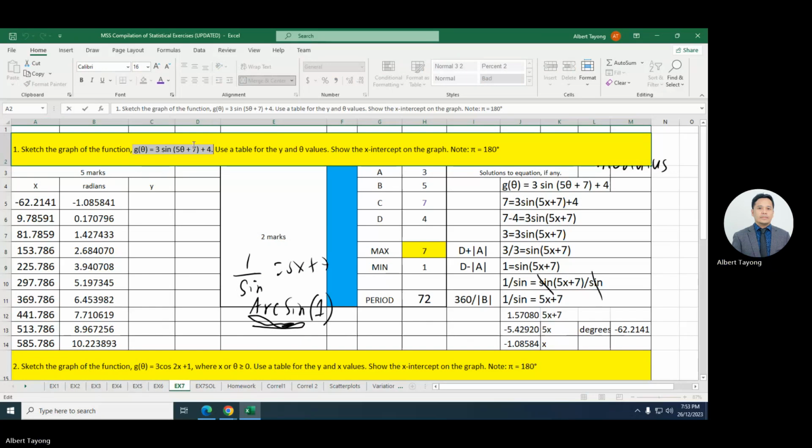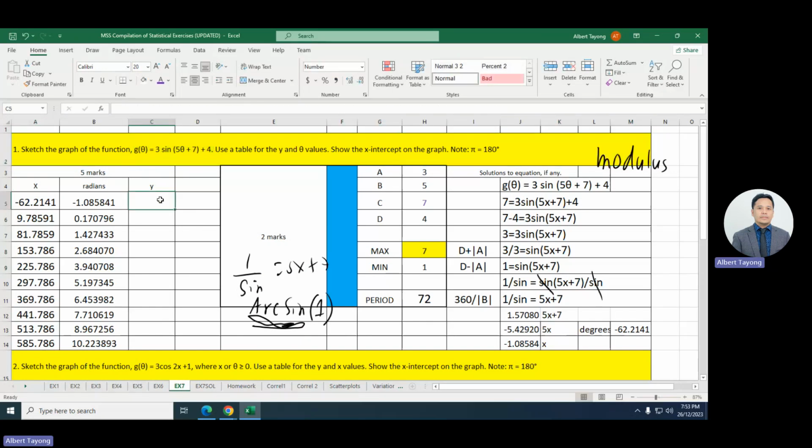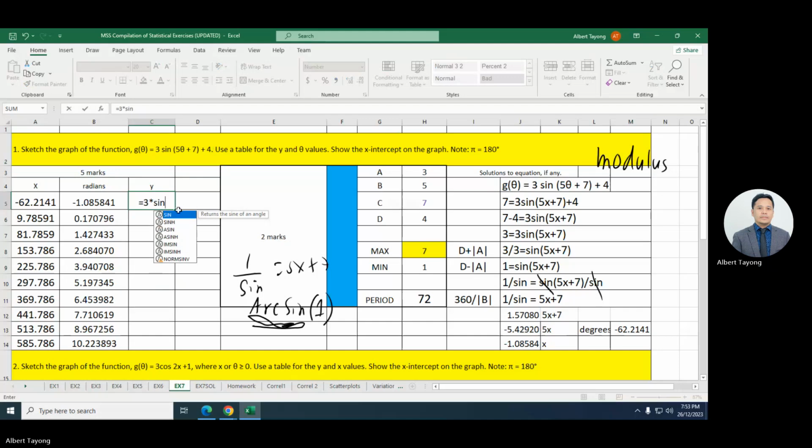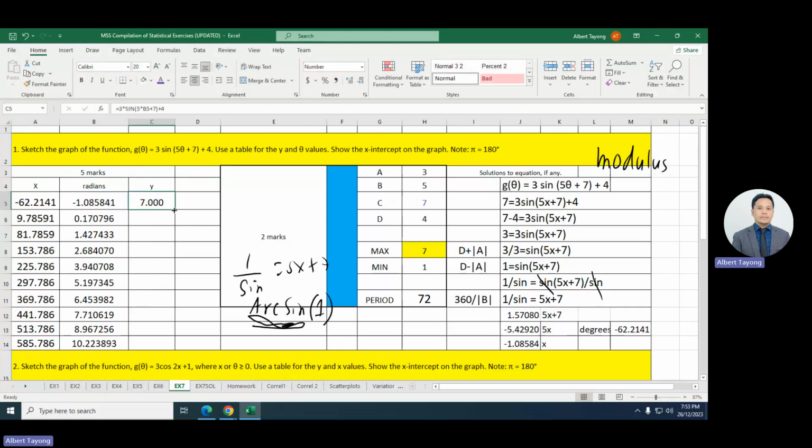3 sine 5 theta plus 7 plus 4 equals 3 multiply sine 5 times theta plus 7 plus 4. Yeah, so the answer, if you're going to drag it down, will be all 7. It doesn't change. We saw this error today in the T1A group, and I tried to check what happened.